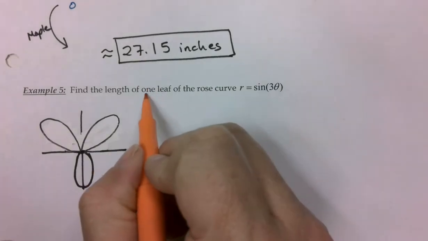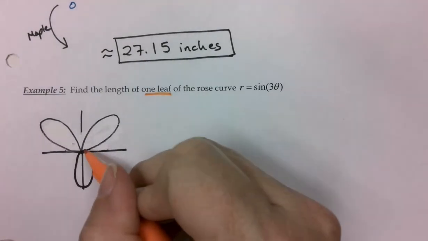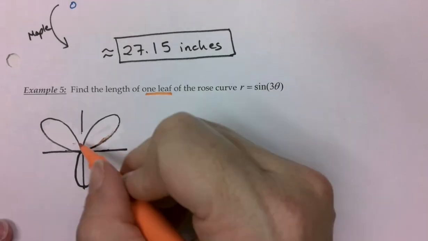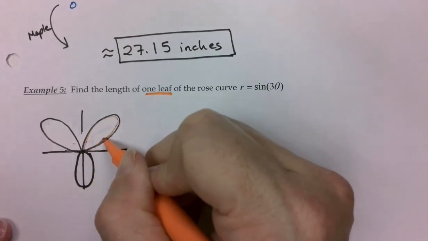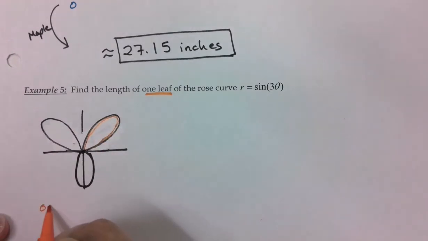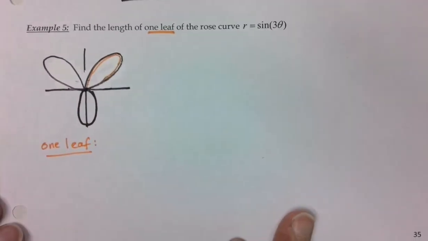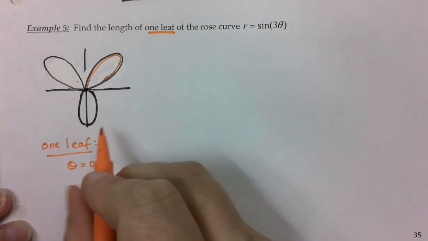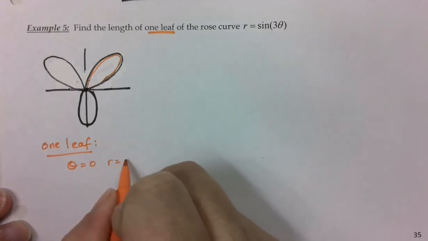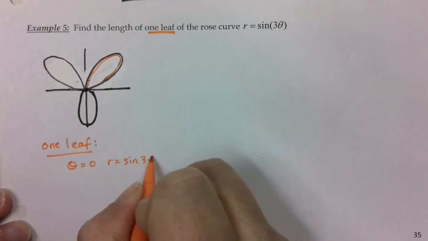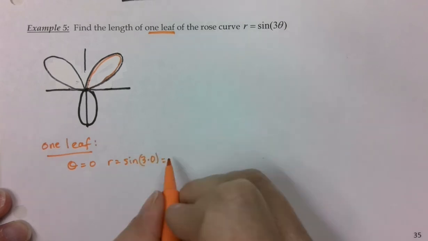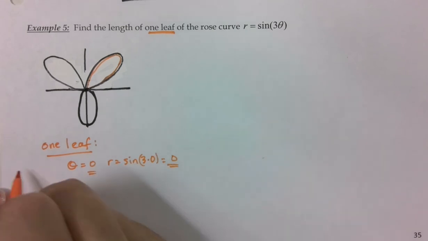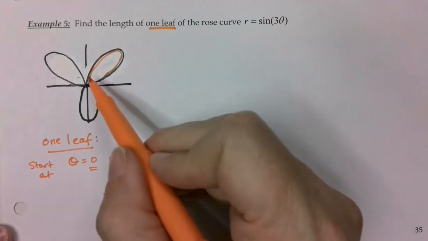Actually, I take it back. They only want one leaf. So I want one petal, one little piece of this. So I want to go from here to here. So let's find one leaf using what we knew about trigonometry as well as the polar form. So at theta equals 0, where are we going to be? r equals sine of 3 times 0, which is the sine of 0, which is 0. So we start at 0, right? So that starts us right here.